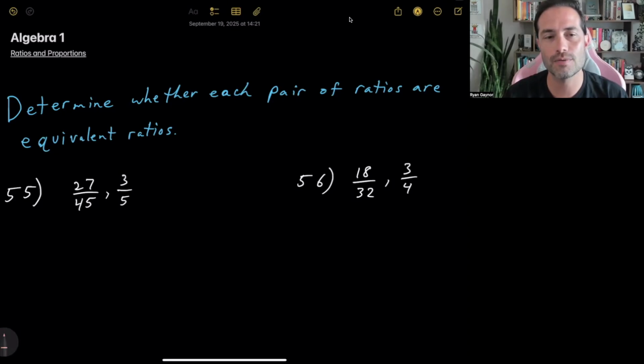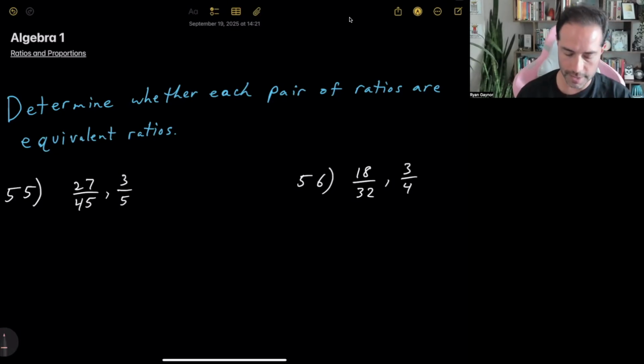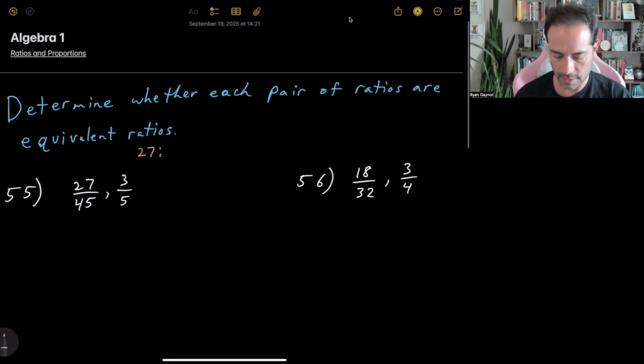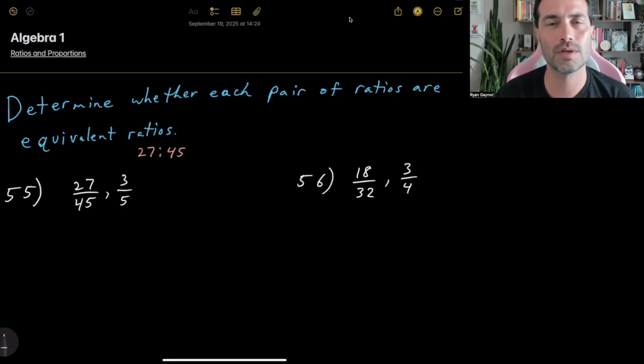What is a ratio? So the very first thing we have here is determine whether each pair of ratios are equivalent ratios, meaning are they equal to each other? So first of all, what is a ratio? Well, a ratio is a fraction, right? You see they look like fractions. There's actually another way to write them, which I could write like this, 27 to 45. That's just another way to write it. Okay, so a ratio is showing one number versus another number, right?